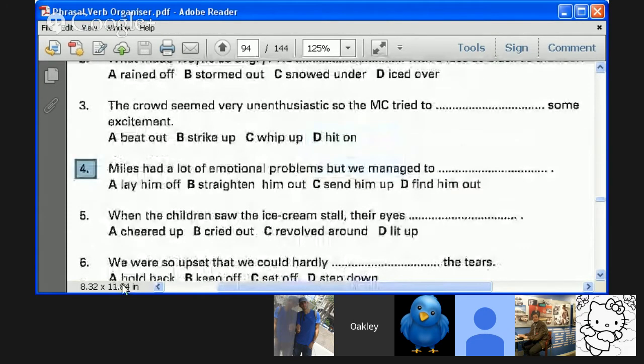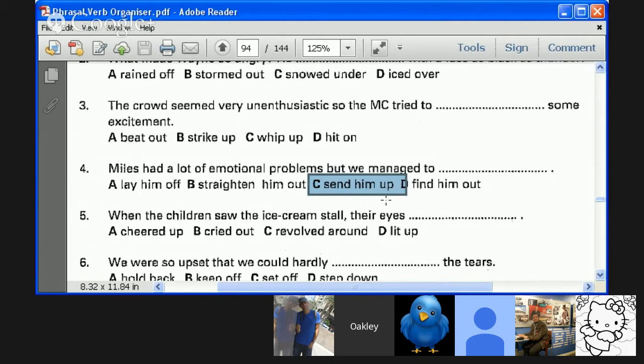Anyway, let's go to number 4 here. Two's gone. Heidi, try number 4. Matt had a lot of emotional problems, but we managed to... I'm not sure. Send him up. I don't think so. We managed to send him up.